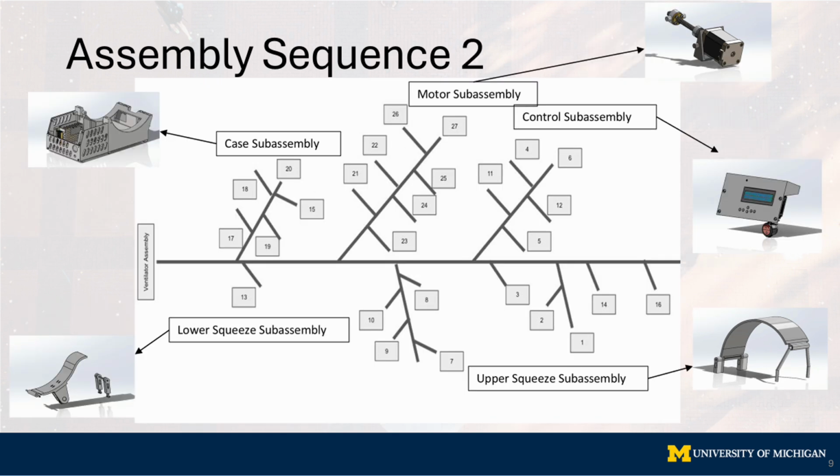For sequence 2, we took some more care to how the subassemblies interacted in the first sequence and moved parts to various subassemblies. Again, moving from left to right, we combined the two base subassemblies into one sequence. We then found adding the motor subassembly was better for ease of assembly. Next, the lower squeeze assembly was connected. Finally, the upper squeeze subassembly followed by the control subassembly completed this sequence.